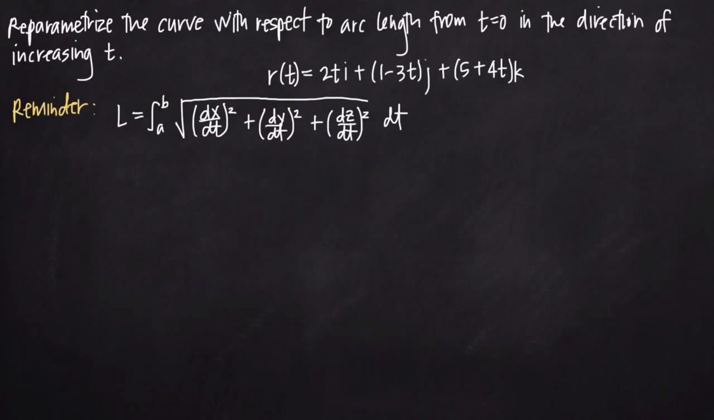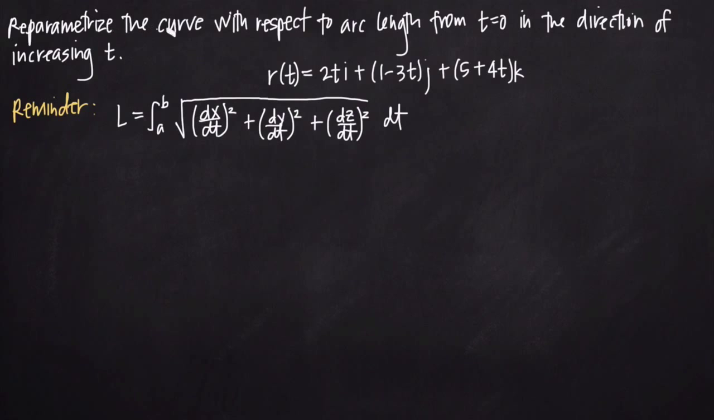Today we're going to be talking about how to reparametrize the curve with respect to arc length, and in this particular problem we've been given the vector function r of t is equal to 2t i plus the quantity 1 minus 3t times j plus the quantity 5 plus 4t times k. And we've been asked to reparametrize this curve with respect to arc length from the point where t equals 0, in the direction of increasing t.